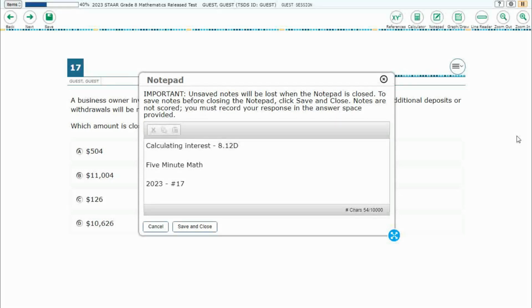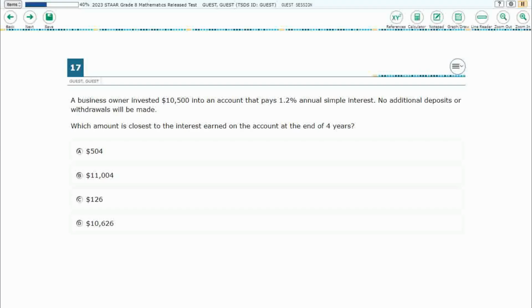Today we are looking at the 8th grade concept of calculating interest. This is standard 8.12D in the great state of Texas, and we are using item number 17 of the 2023 released STAAR test. If you haven't done so already, please go ahead and take a moment to pause the video, work this problem out on your own, unpause it, and we will look at our answers together.